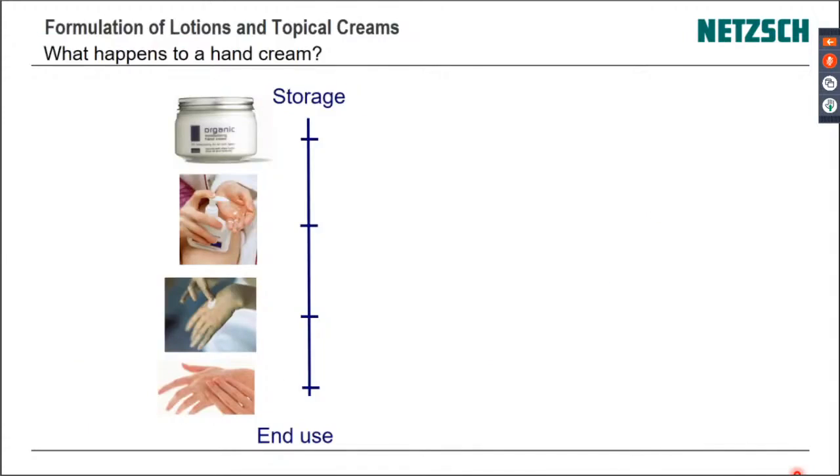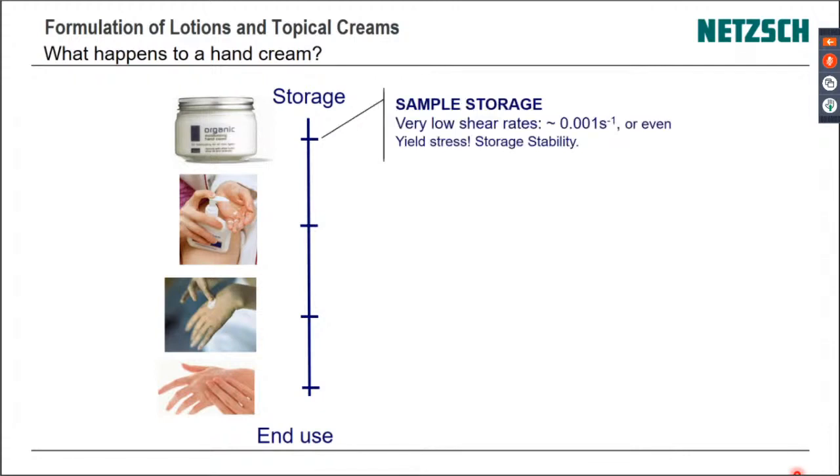Now, another application here are lotions and topical creams. So if you think of the life of a topical cream, obviously it has a long period of storage, maybe in a shop or in a warehouse, and you'd hope that it's not flowing at all in this case. But if it is flowing, it should be flowing very slowly. And so we would characterize the viscosity at a very, very low shear rate to see if the viscosity is high enough, or hopefully it has a yield stress. And that will indicate that it has some storage stability.